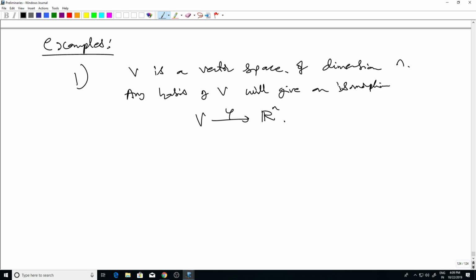Now what one does is you just declare the topology on V to be the pullback topology from Rn. In other words, declare a set to be open if and only if phi of that is open in Rn. So you force this phi to be a homeomorphism, and then of course it becomes a manifold as well with a single chart, namely the chart being phi itself. So you get a manifold structure in a trivial way.